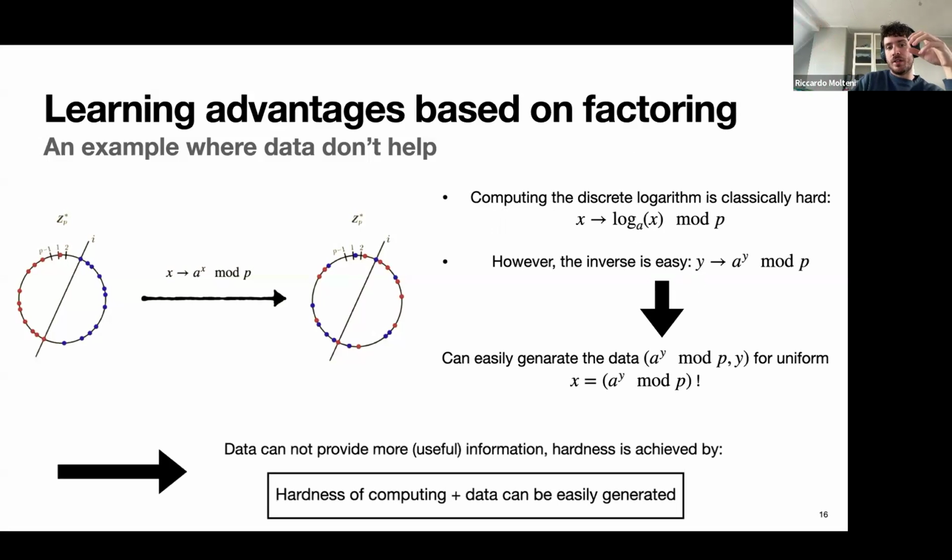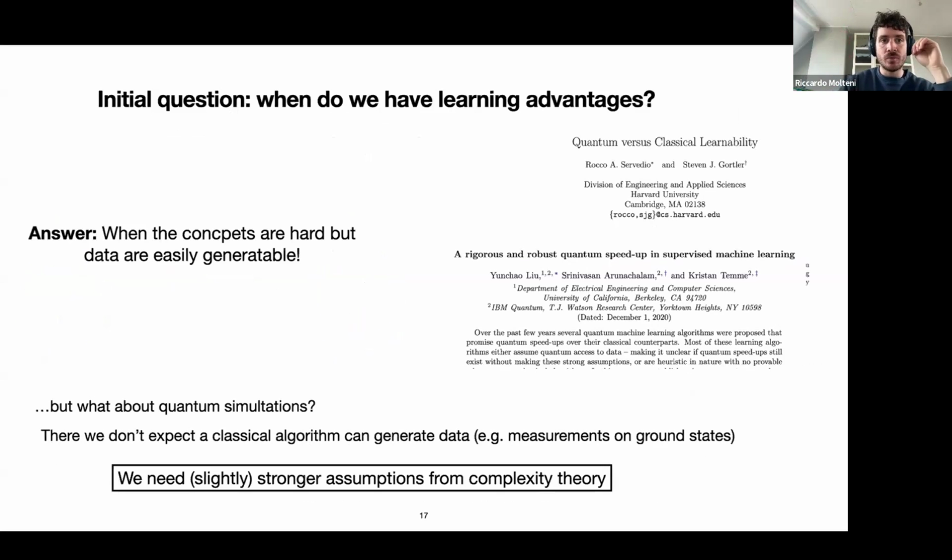So the conclusion here is that data cannot change the hardness of the problem of computing the discrete logarithm. Why? Because I can generate data. I have a classical algorithm which can generate data. So this is one way to prove a learning separation: taking one function which is hard to compute, plus I can generate data for that function.